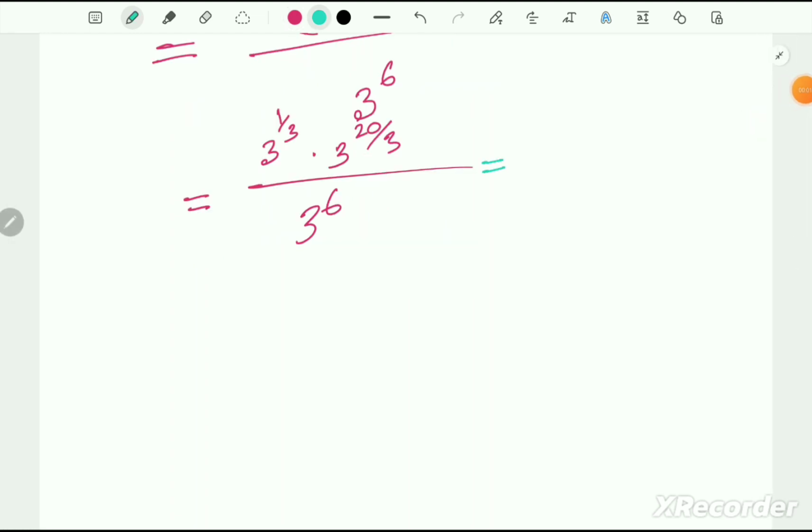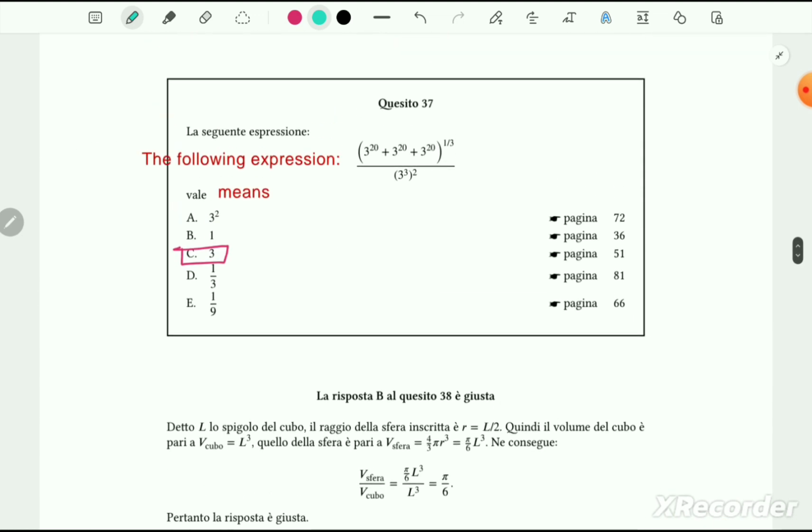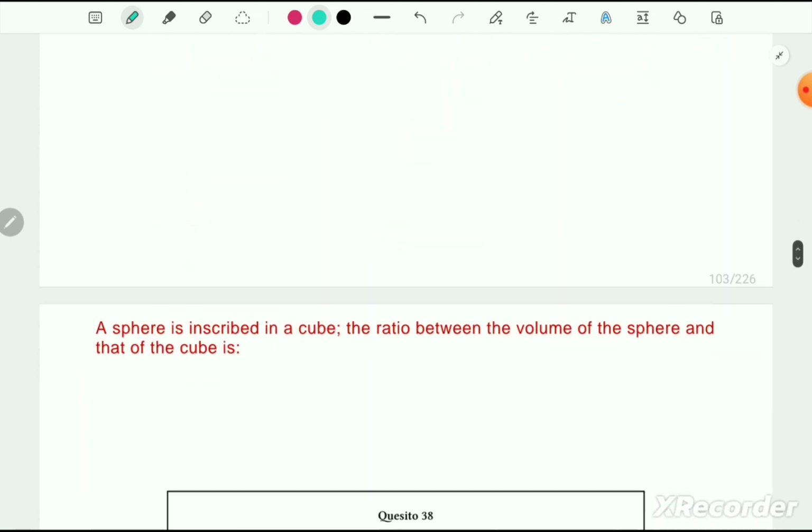Now we can simply calculate them. We can use the exponential formula: 3^(1/3 + 20/3) over 3^6. If we do the calculation, it gives us 3^7 on top, and below 3^6, so it's actually 3. So our answer is 3, option C. Let's move on.